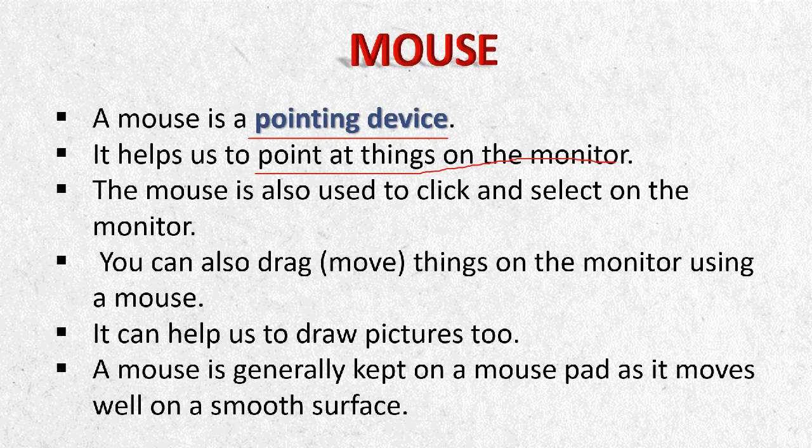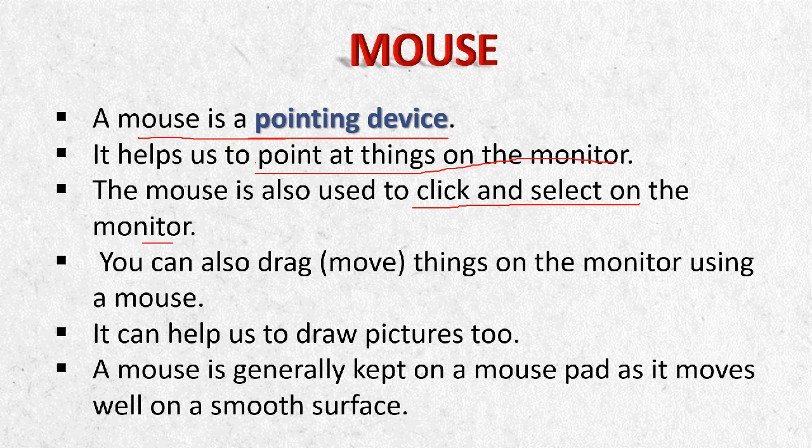See, when you are going for shopping, you want that doll. What you will do? You will ask your mother or father, right? Mummy, I need that doll. You will point out, right? So finger you will use to point out, or hand. But in a computer, which part is the pointing device? Mouse is a pointing device. Okay, it helps us to point things on the monitor. The mouse is also used to click and select on the monitor.